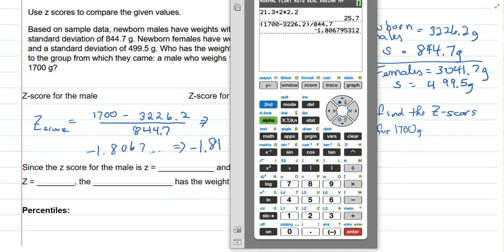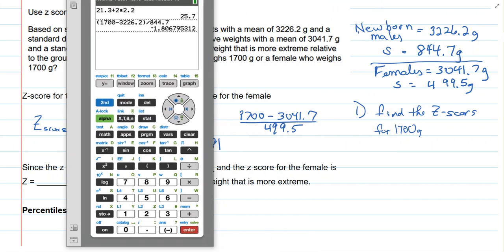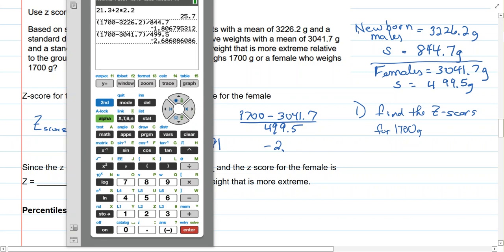All right. So we got that one. Now we're going to do the next one. And for the females, we're going to start with our parenthesis and put the 1,700 grams, subtract the 3041.7, sorry, and I have it written, I just looked up top. And I get a value of a negative 2.69.